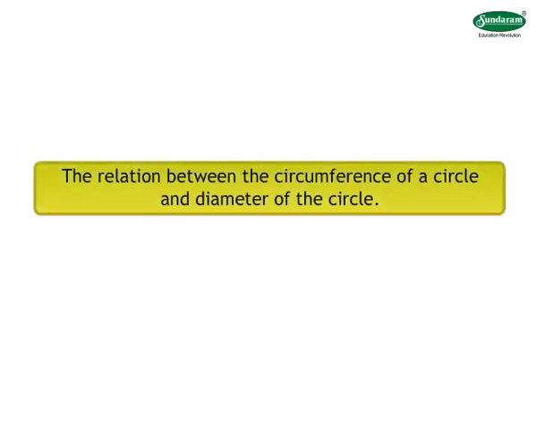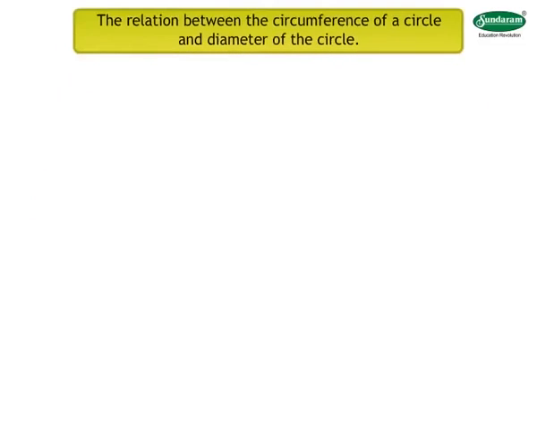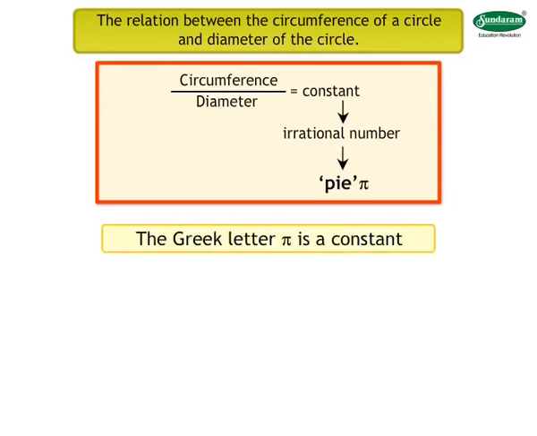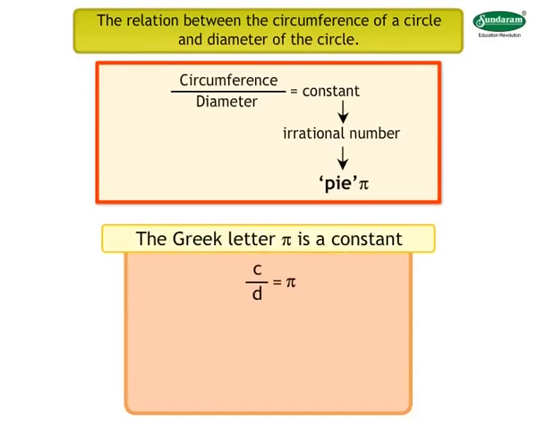Now we will deal with an important Greek letter pi, which is a constant. So let us discuss the relation between the circumference of a circle and diameter of the circle. The ratio of the circumference of any circle to its diameter is constant. This constant is an irrational number. It is represented using the Greek letter pi. Therefore, we can say circumference upon diameter is equal to pi.